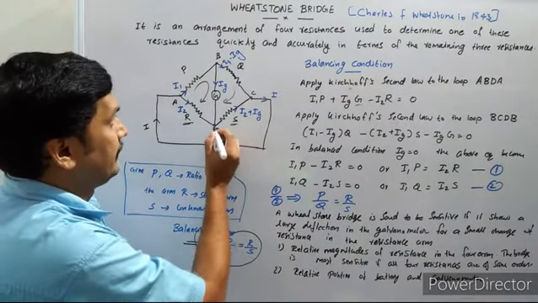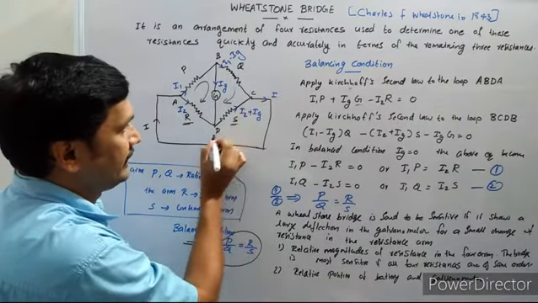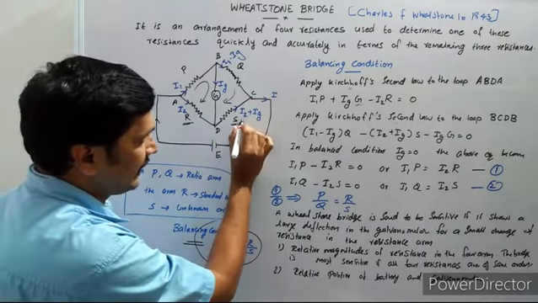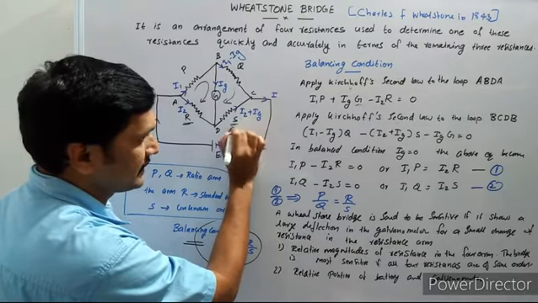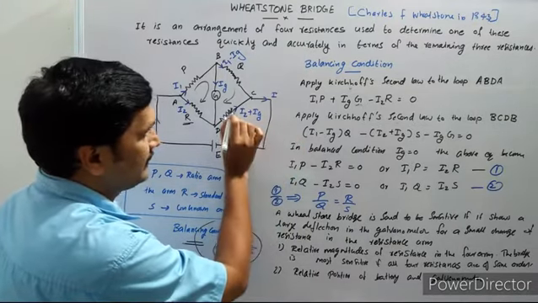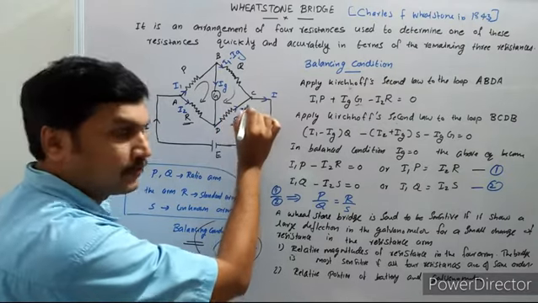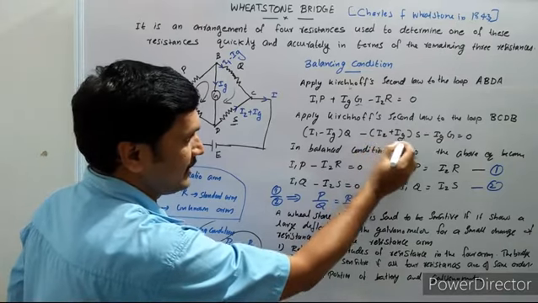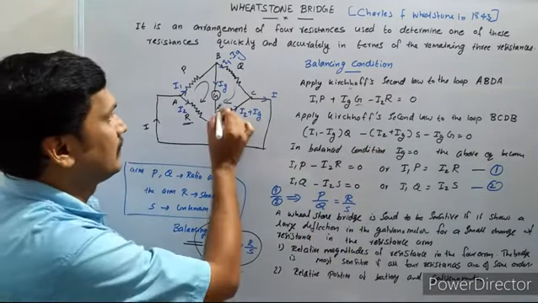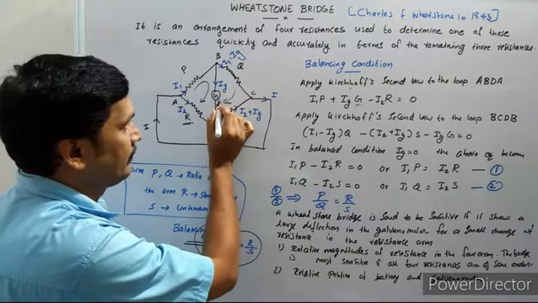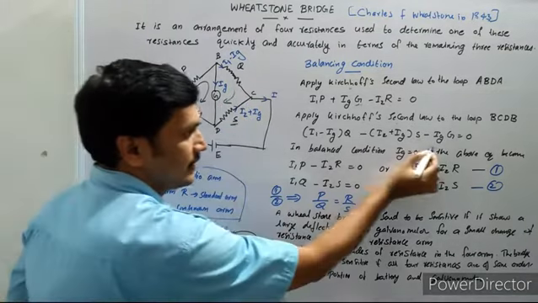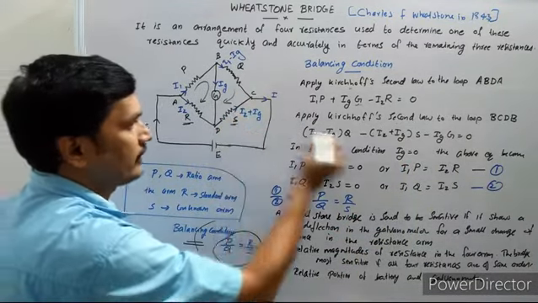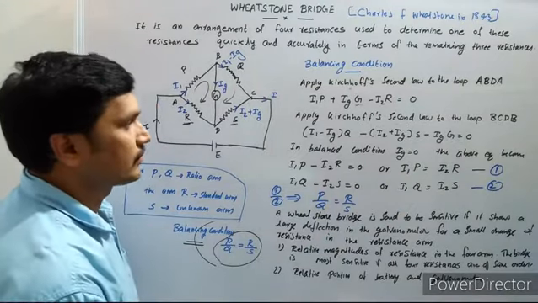From C to D, we have a current I2 plus Ig passing through the resistor S. This current is moving opposite to the direction of our traversal, so we write minus I2 plus Ig into S. And Ig current is passing through the galvanometer opposite to the direction of our traversal, that's why minus Ig into G. Here also there is no source of EMF. That is equal to 0.